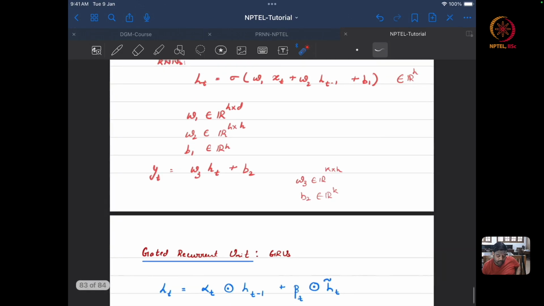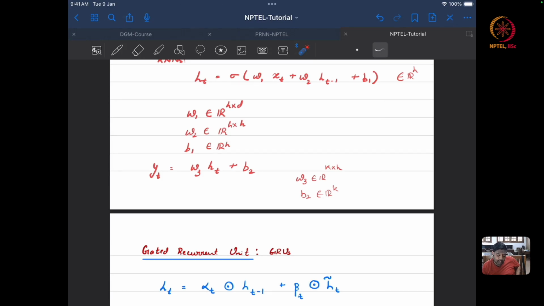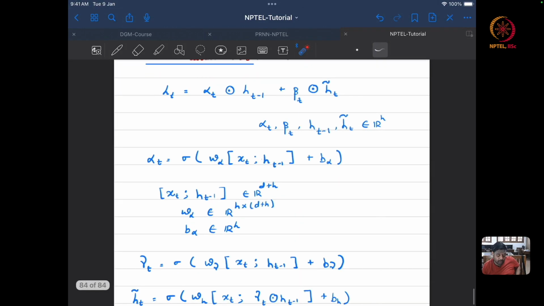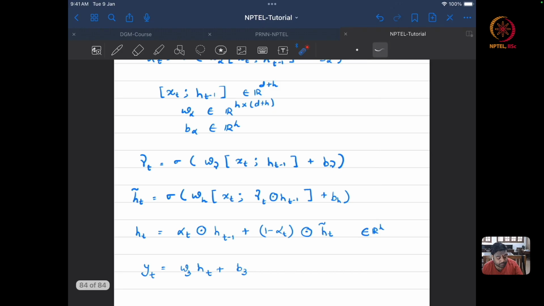See, the point is now here, rather than just learning the hidden state from the input and then the previous hidden state, I don't work directly in the input space. I project it onto some other space and then learn things. That is what is happening in the gated recurrent unit. Okay, that is the idea. Okay, you have these many weights here.